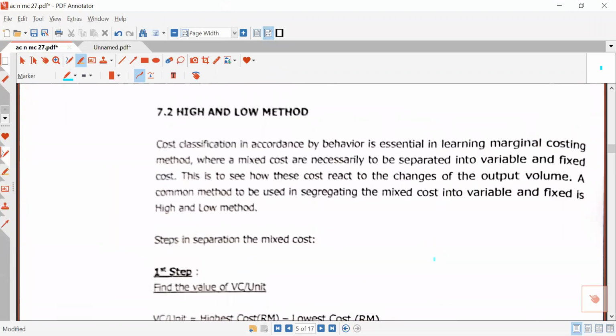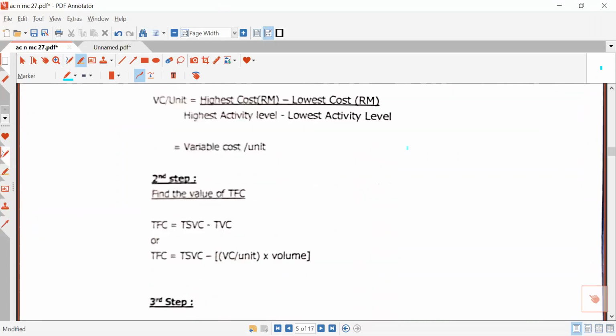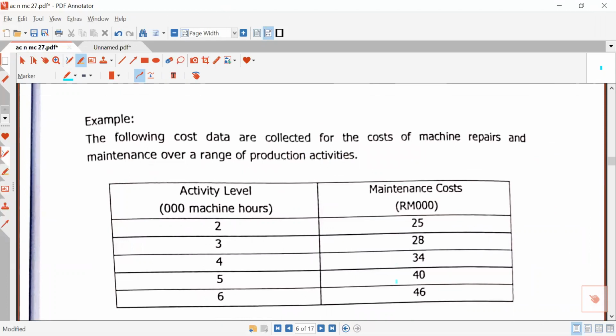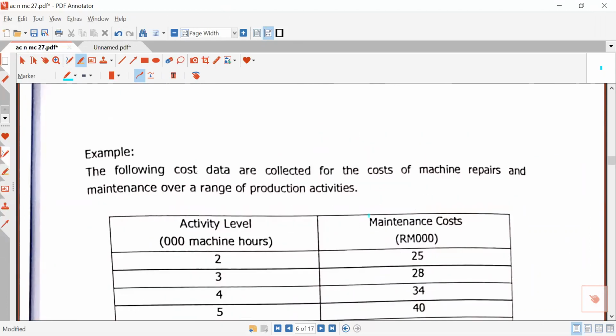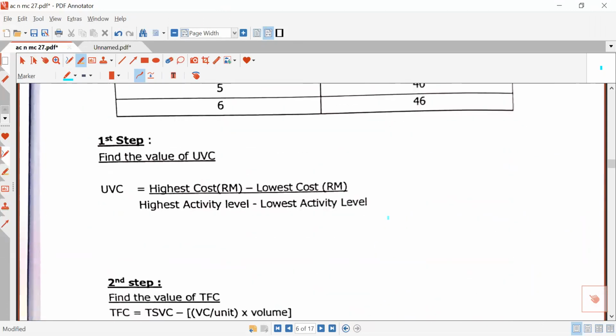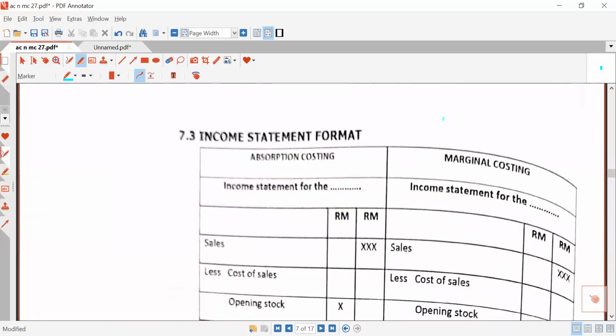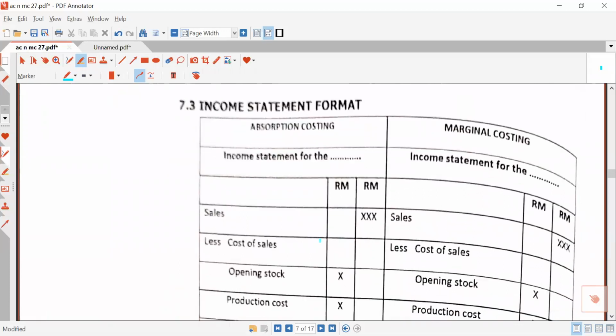I'm not going to touch on high and low method at the moment. We'll do that in the next part. We'll proceed to the income statement format. Let's look at the format.